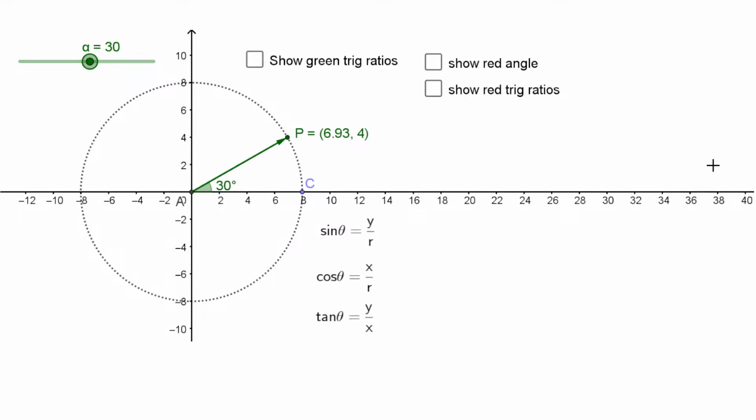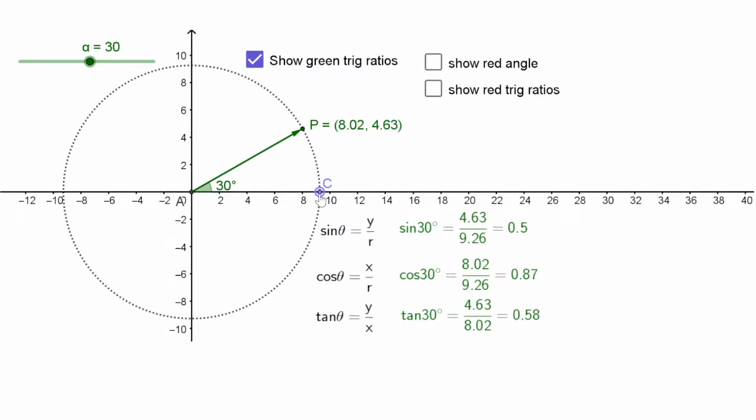Basically what happens here is that we measure angles from kind of 3 o'clock or east going anti-clockwise. So there's a 30-degree angle. There are 3 lengths attached to this angle. There's the x value of the point, the y value of the point, and r. We can work out our trig ratios, and we know that sine of 30 is a half. It's 4 over 8.